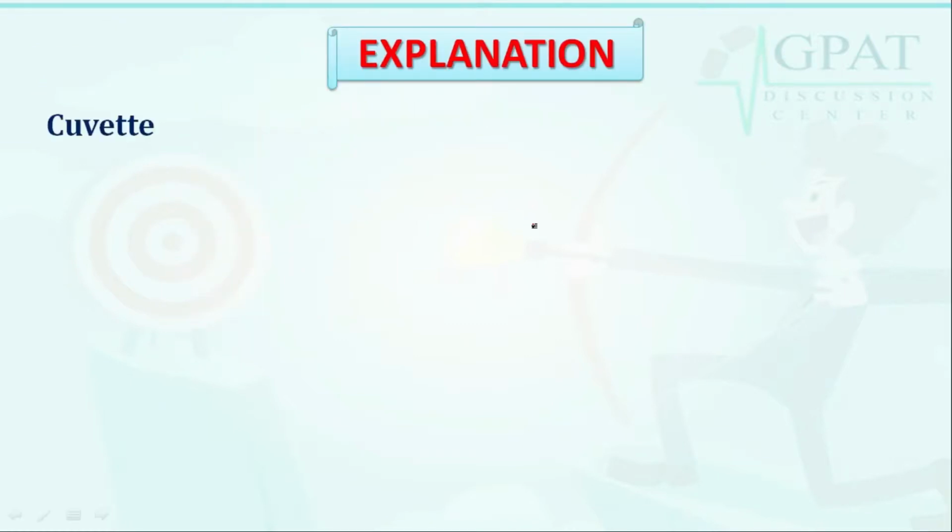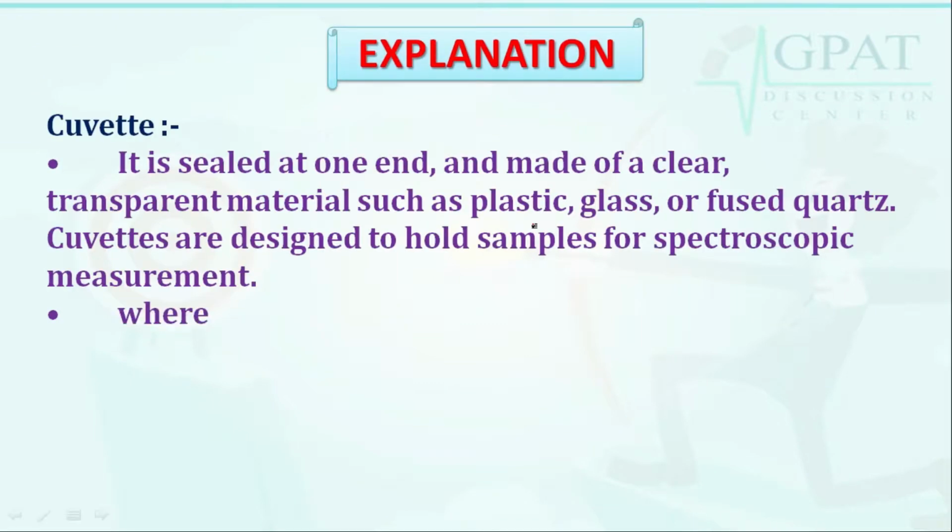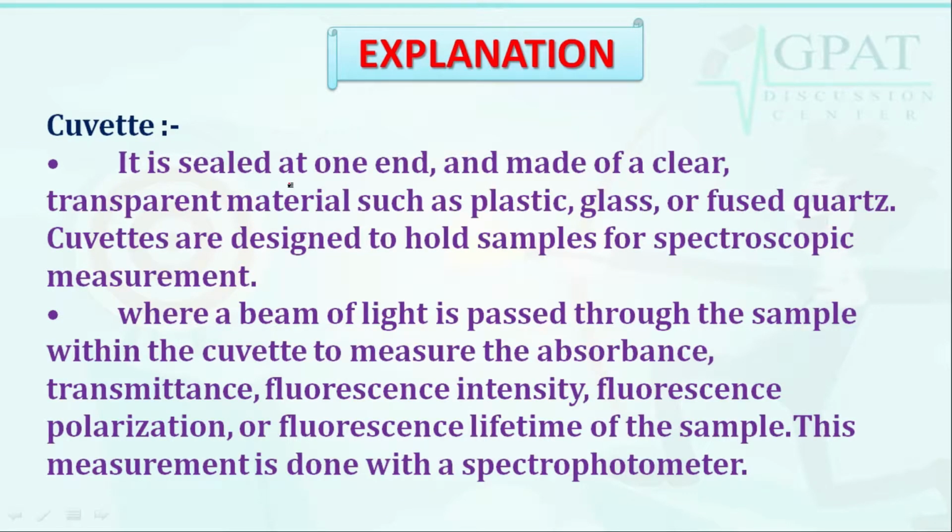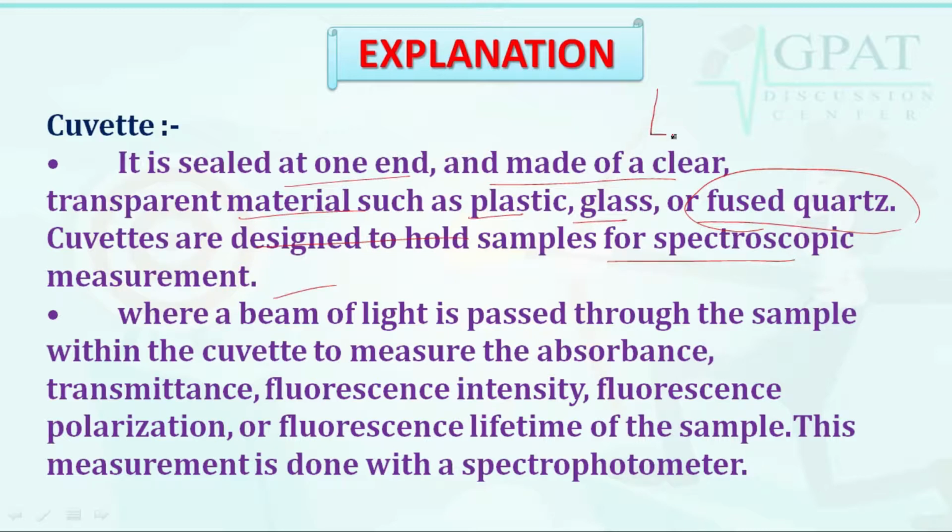So here we have an explanation that a cuvette is sealed at one end and made of a clear transparent material such as plastic, glass or fused quartz. Sometimes students, the question asks which material is used for making a cuvette, and cuvettes are designed to hold samples for spectroscopic measurement. The shape of the cuvette is like this, students. It is sealed at one end and we can pour the sample in here like this.